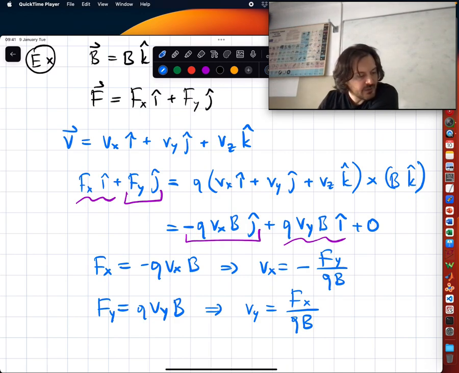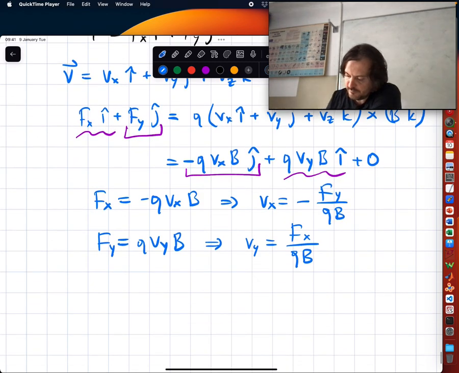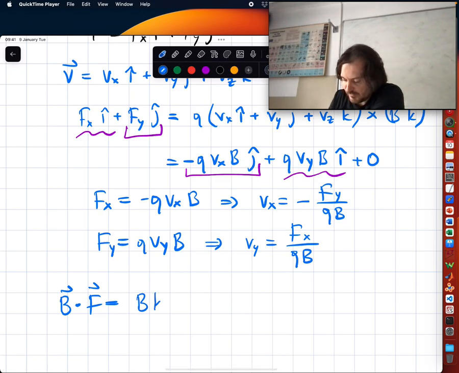So finally, find the angle between B and F. B and F. All right. Let's find it. What is B dot F? Should be 0. Let's confirm that it's 0. It is 90 degrees. Yes, it is 90 degrees.